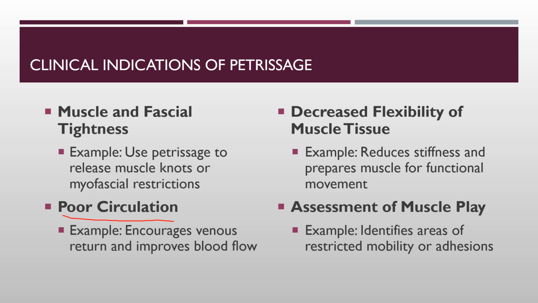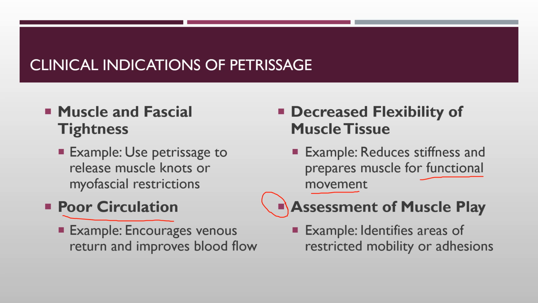We can use it if there is decreased flexibility of muscle tissue. I showed you our little instrument that we use for instrument-assisted soft tissue mobilization. We can use some of those deep, petrissage-like techniques to help improve flexibility and decrease muscle stiffness. We're really just trying to prepare our patients for functional movement here. So once we get the range of motion that we want, we need to work into that range of motion with our activities. And something that I like to do with these petrissage techniques is basically an assessment of muscle play.